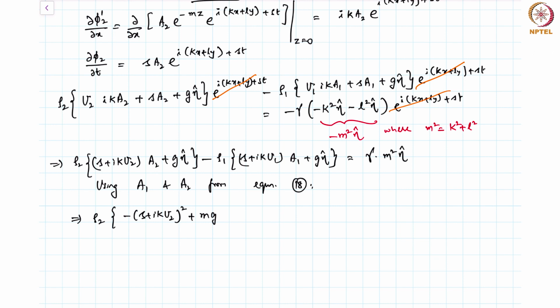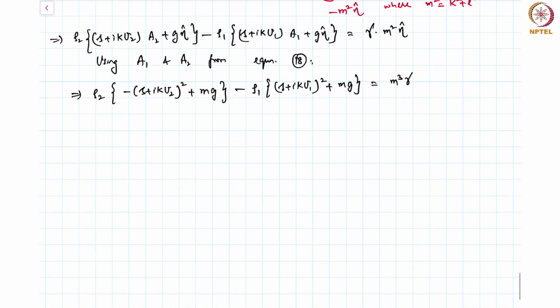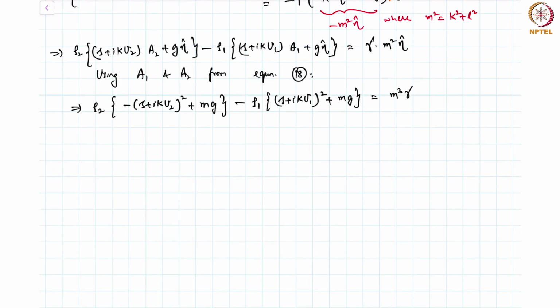I've done some simplification here. Minus rho 1 times (S plus ik u1) whole square plus mg. This is m cube times gamma. Note that we have a 1 by m in expression 18, eta hat by m. I have multiplied throughout by m, therefore the right hand side becomes m cube gamma and just g becomes mg. Eta hat itself cancels out. We want eta hat to be non-zero, otherwise we would end up getting a trivial solution. The interface remains flat. Okay.